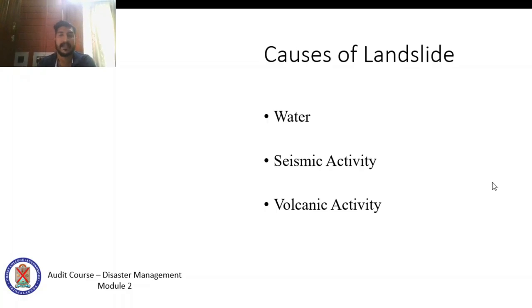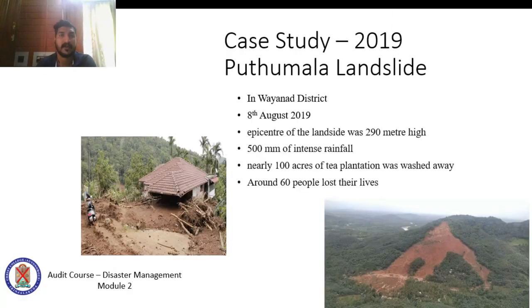So let's take as a case study the devastating landslide that occurred in the Pudumala area in 2019. As you all know, Pudumala is a plantation village near the Merapi, 20 kilometers away from the Kalpetta town in the Wayanad district, and it is located around 1230 meters above the mean sea level. On August 8, 2019, due to heavy rainfall in the monsoon season, severe flood and landslide affected the state of Kerala. A massive landslide occurred in the Pudumala village.